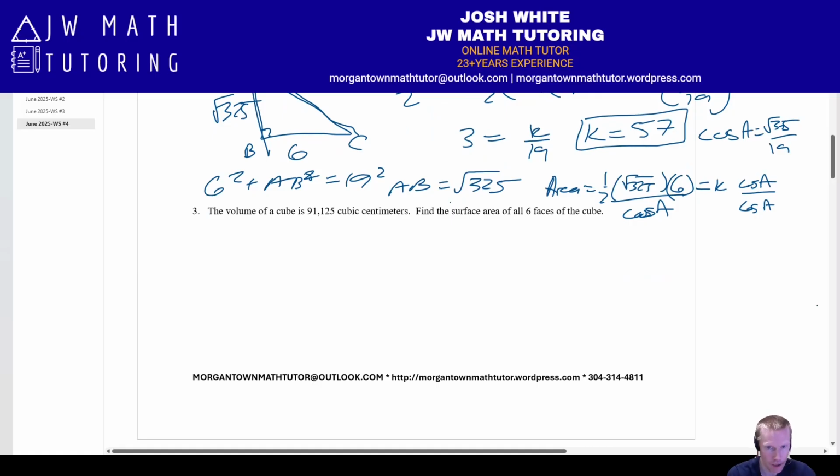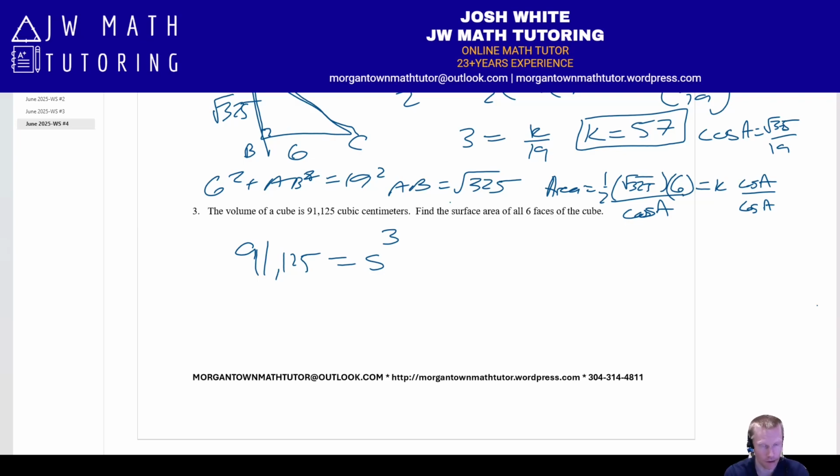Here we have a cube. They give you the volume. They want to find the surface area on all 6 faces of it. So if the volume is 91,125 cubic centimeters, that's just equal to the side length cubed, length times width times height, but they're all the same, so it's just s times s times s, let's say.